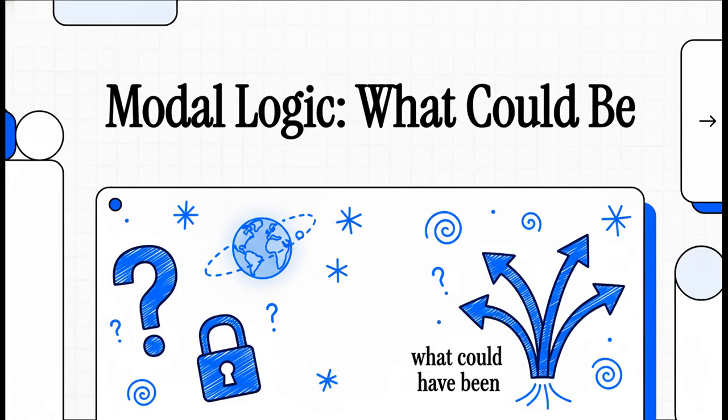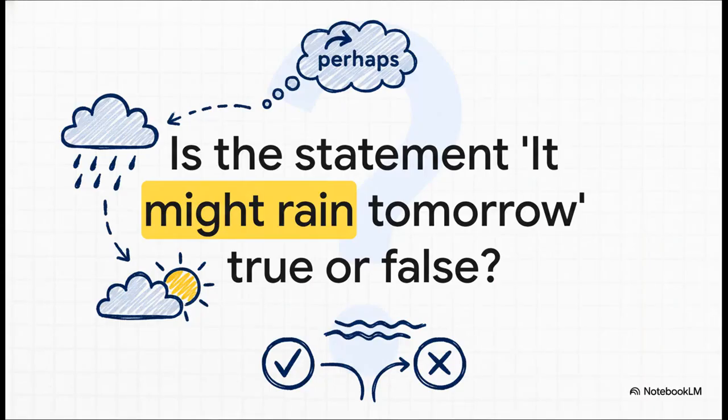What if I told you there's a kind of logic that doesn't just deal with what is true, but with what could be true, or what must be true? Well, that's modal logic. It's this amazing system for reasoning about possibility and necessity, a whole world of maybes, musts, and what ifs. So you might be wondering, why do we even need this?